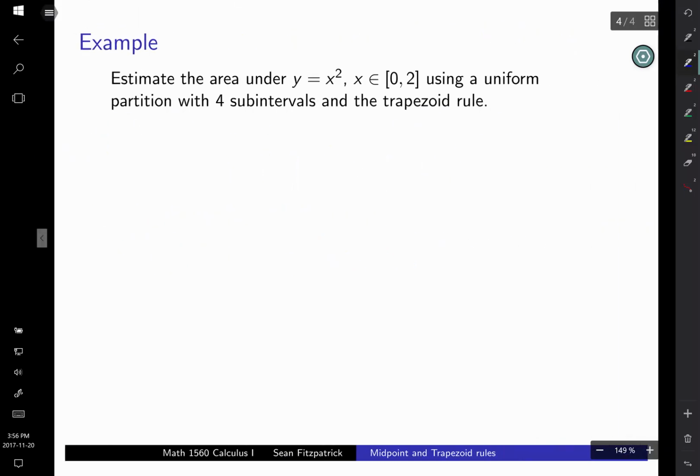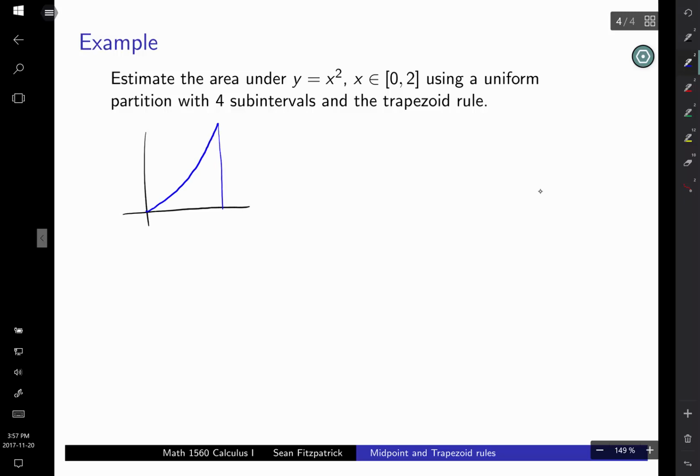What about the trapezoid rule? And by the way, why is it called the trapezoid rule? Let me draw you the picture. Here's our graph, and we've got our rectangles. So what we're really doing here is this.